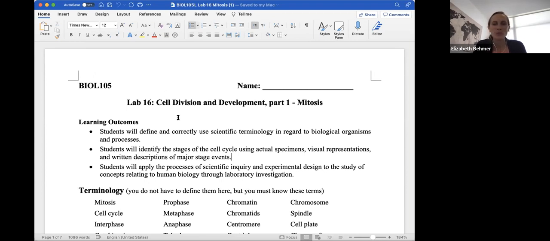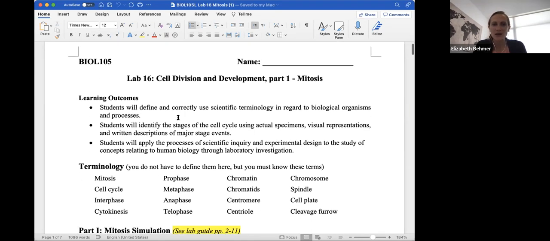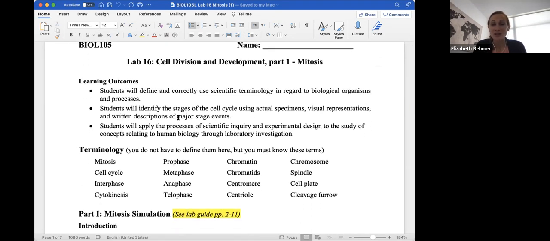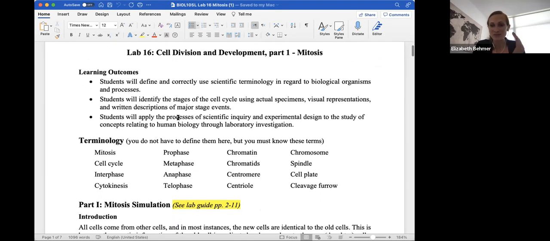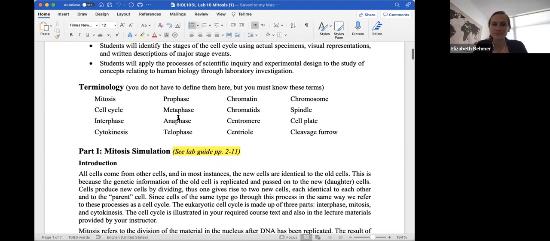So this part 1 will just go through mitosis. You'll look at the terminology of mitosis. You'll identify the different stages of mitosis. And the lab guide will take you through an activity that we would be doing if we were in person. So here's the terminology that you should know. You don't have to define them, but you should know all of these terms because you'll be using them to label different structures as shown below.